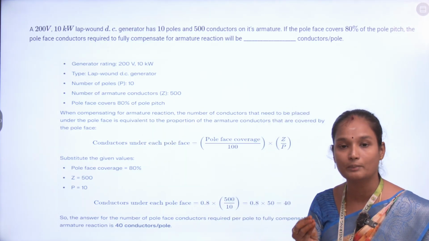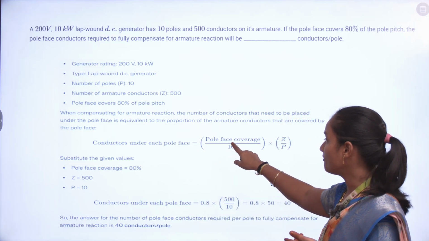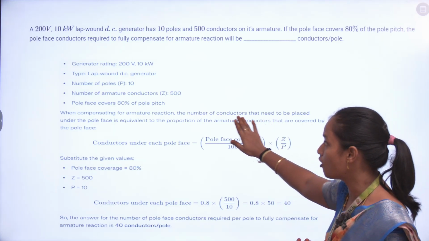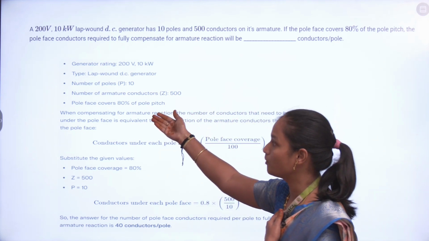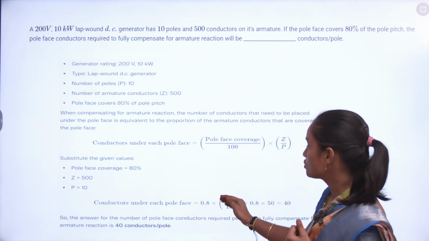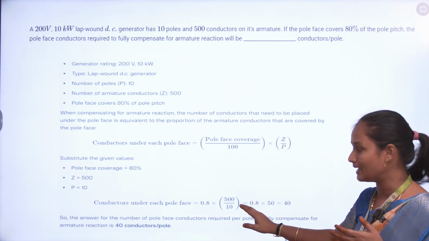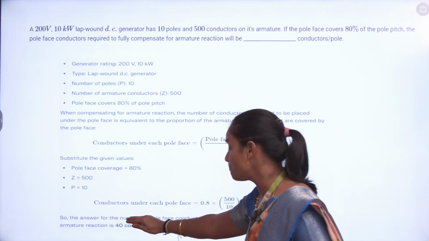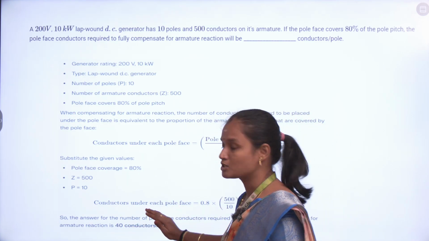Here we have to know the conductors under each pole pitch. The formula is pole coverage divided by 100, into Z by P. We know that Z is the number of armature conductors, so that is 500, and P is the number of poles. Since it is a lap winding, A is equal to P, which is 10. If you substitute, 0.8 into 500 divided by 10, you get 0.8 into 50, which is 40. So the answer is that the armature conductors required per pole to fully compensate for armature reaction is 40 conductors per pole.